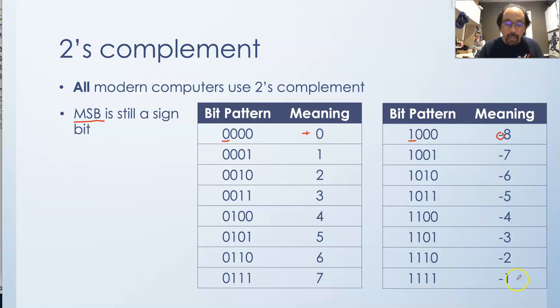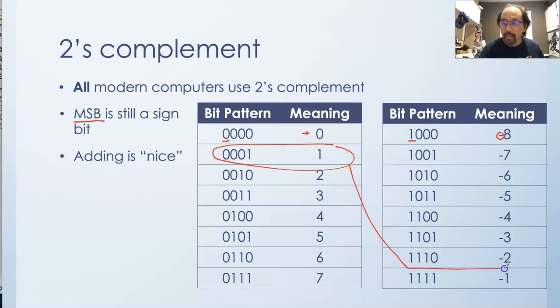But notice this. Instead, it goes from -1 all the way to -8, in a different ordering here. So the nice thing about this is that adding is actually very nice. Let's try it out. Let's add up 1 and -1. 0001, 1111. If we add this up, we get the following. 10000.